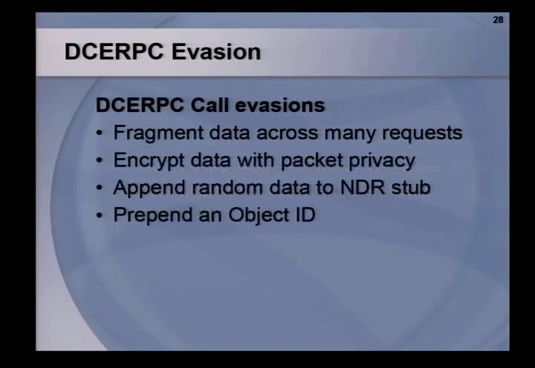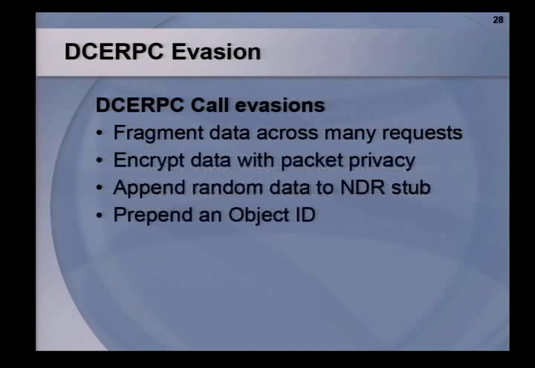Supposedly, Dave Aitel has released encryption for his DCERPC implementation. I haven't actually seen it yet. The encryption mechanism is already supported in the Impacket library, released by Core SDI. So if you go to CoreSecurity.com and click on the open source link, you can find a DCERPC implementation that already uses the crypto stuff and packet privacy stuff. So if you're worried about people not implementing this in their exploits, all the major exploit engines will have it really soon, if not now.